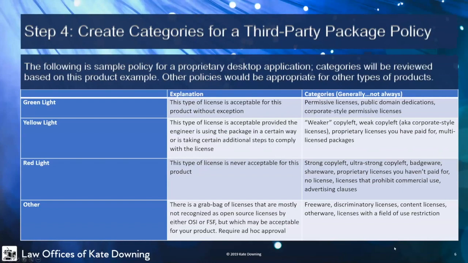So the next step would be to create categories for a third-party package policy. From here on in, we're going to talk about an example where we're dealing with a proprietary desktop application. The reason I picked this example is because I think it's probably the most complicated, and this is where we're going to see a lot of gray area. If you're talking about a product that's, for example, SaaS, then this is a much easier and much shorter discussion. So that's why I'm picking something a little more complicated.